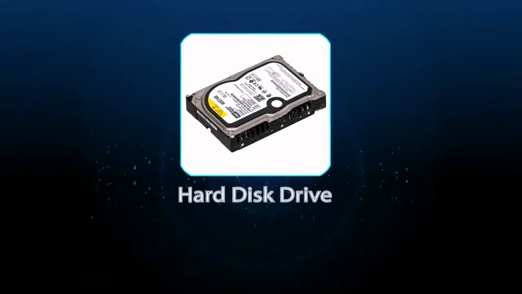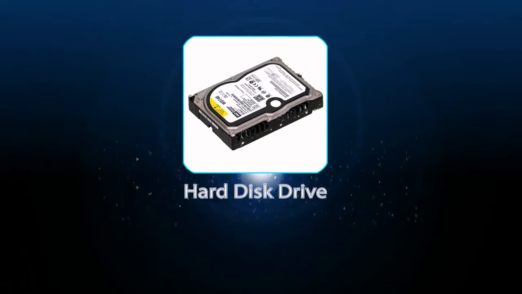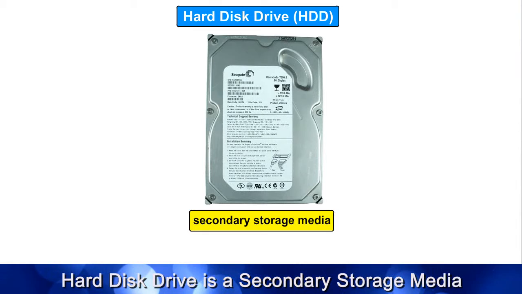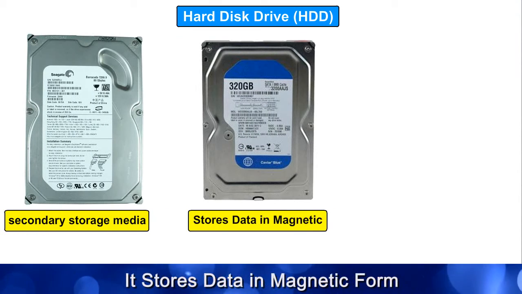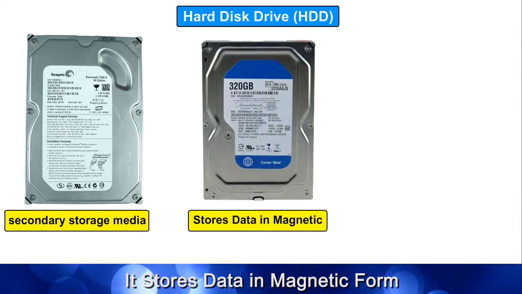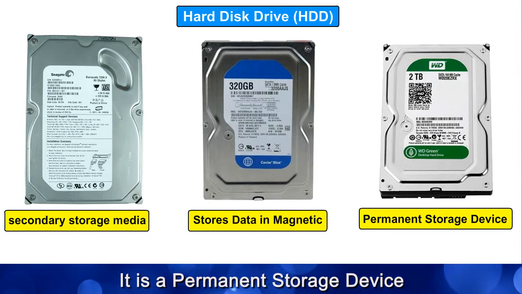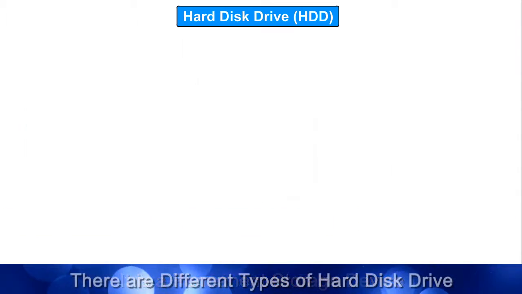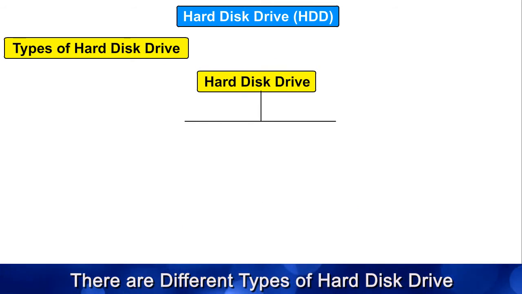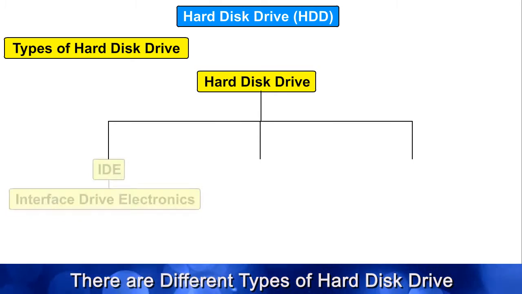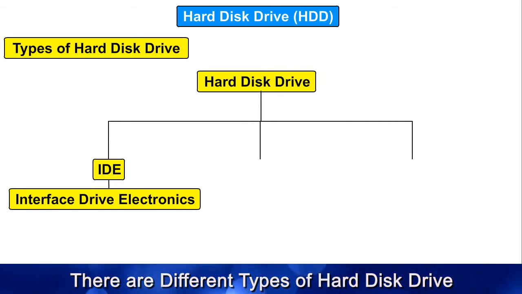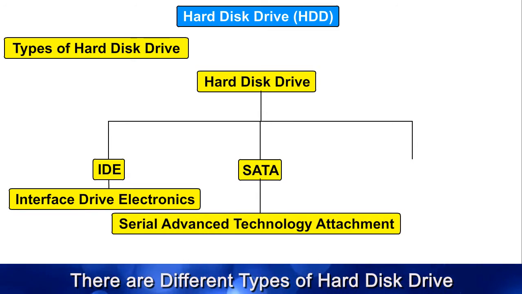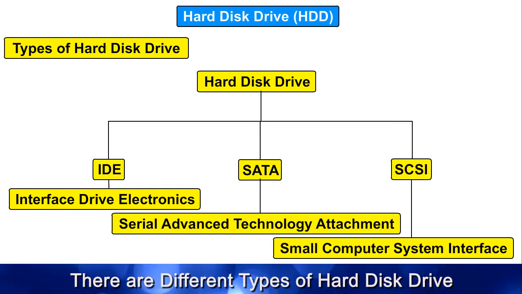Hard disk drive, HDD. Hard disk drive is a secondary storage media. It stores data in magnetic form. It is a permanent storage device. There are different types of hard disk drive. IDE, Integrated Drive Electronics Hard Disk. SATA, Serial Advanced Technology Attachment Hard Disk. SCSI, Small Computer System Interface Hard Disk.